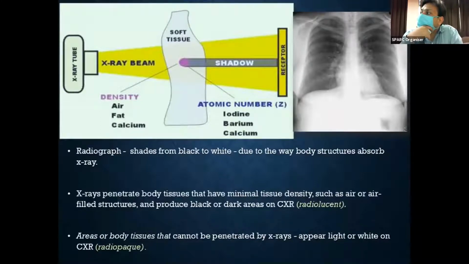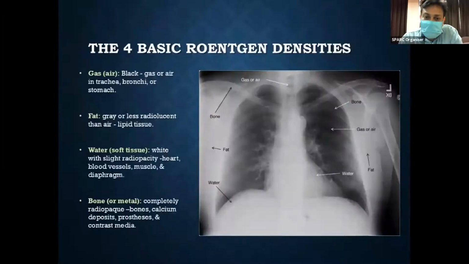A very common terminology which we use on chest X-ray is radiolucent and radiopaque. Anything which is more blackish is radiolucent. Anything which is more whitish on chest X-ray is radiopaque. So this is a very common terminology which we use on chest X-ray.